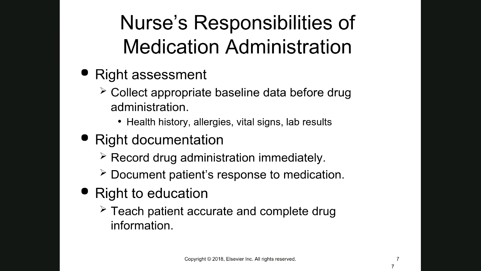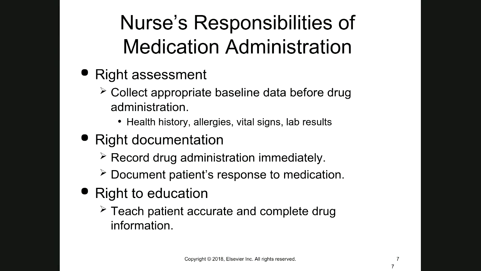Now, the right documentation requires the nurse to immediately record the appropriate information on the drug administered. This includes: 1, the name of the drug, 2, the dose, 3, the route, 4, the time and date, and the nurse's initials and signature. Always remember, whether you're dealing with paper MARs or computerized ones, they're both the same thing. So know that information I just told you.